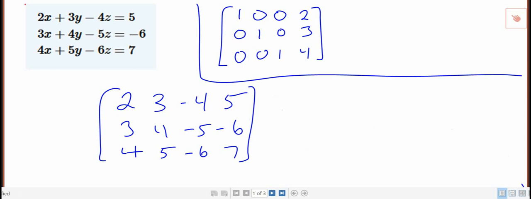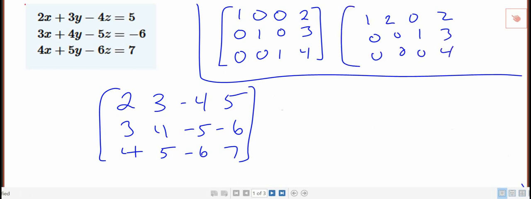But the thing is, remember, those leading ones only have to be below and to the right. It doesn't have to be the next column to the right. And sometimes you can't get that. Maybe you might have, let me change this, 2, 0, 0, 1. Something like this, okay?